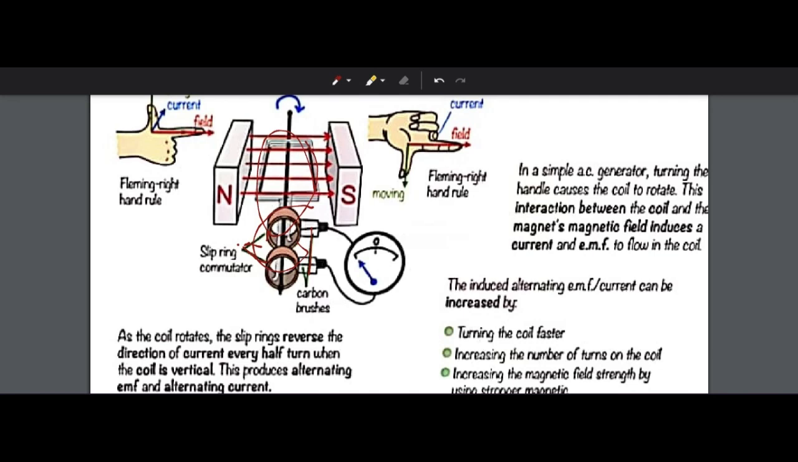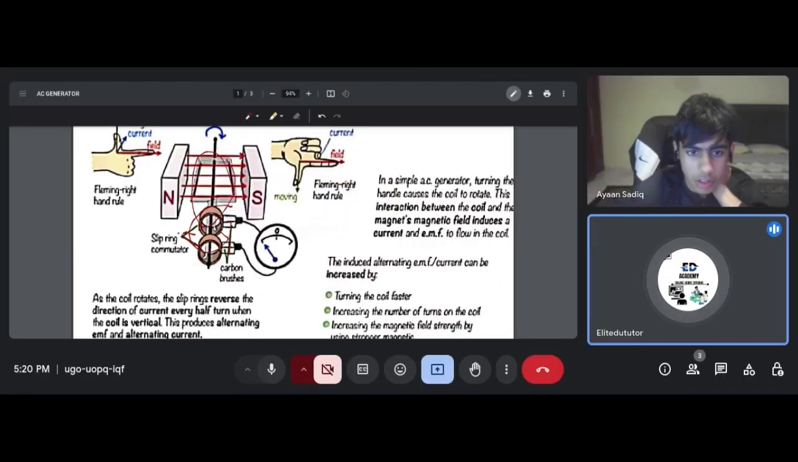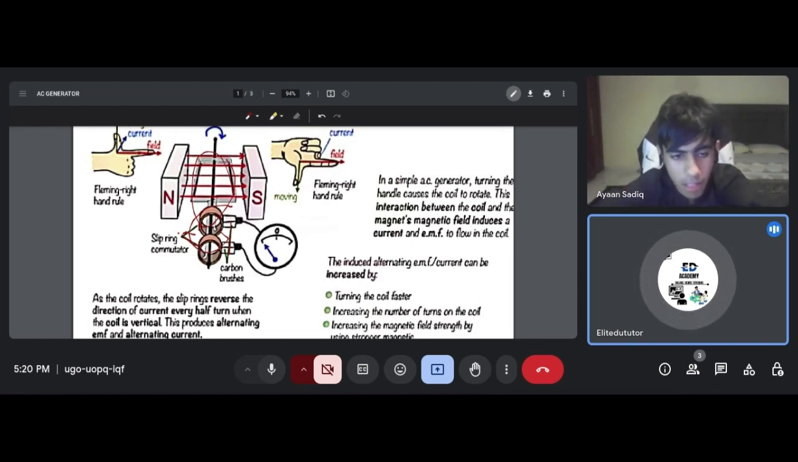The carbon brushes are at rest and the slip rings reverse the direction of current every half turn. When the coil is vertical, this produces alternating current, defining the characteristics of AC. For example, these carbon brushes will rotate, and whenever they rotate, they induce the current and reverse the direction of current that is inducing inside the coil.